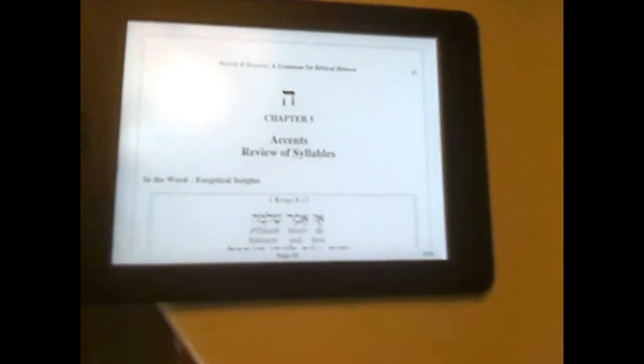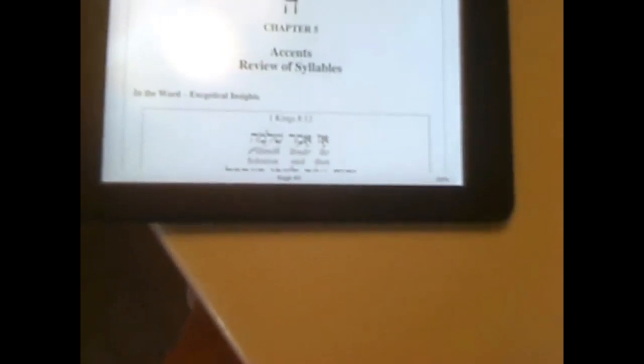Here's where I'm at with Bill Barrick's online Hebrew course. What I did is I downloaded his grammar book, which he offers for free, and it's in a PDF file, and I put it on my Kindle. This is the largest font I can get. And so I use a magnifying glass as I go through his class here.